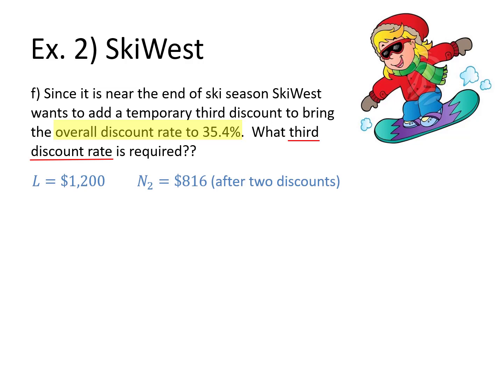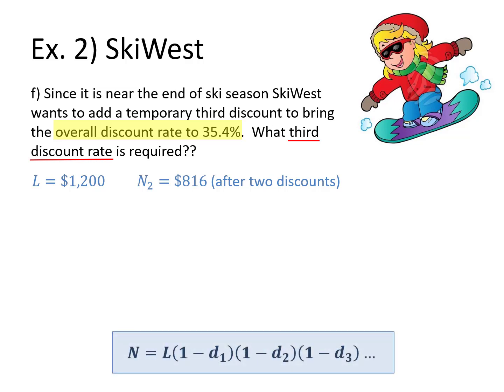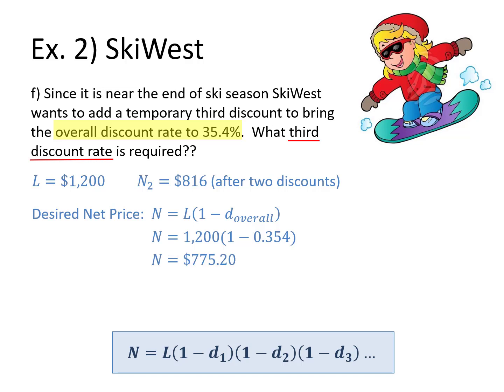So we know we have a list price of $1,200, giving us a net price after the first two discounts of $816. This was established after part A in the problem. Now, our desired net price with a 35.4% discount is going to be a little bit different than what it was before. Our desired net price is going to be $1,200 times 1 minus the 0.354 overall discount that we want, meaning that Ski West wants the net price to become $775.20.